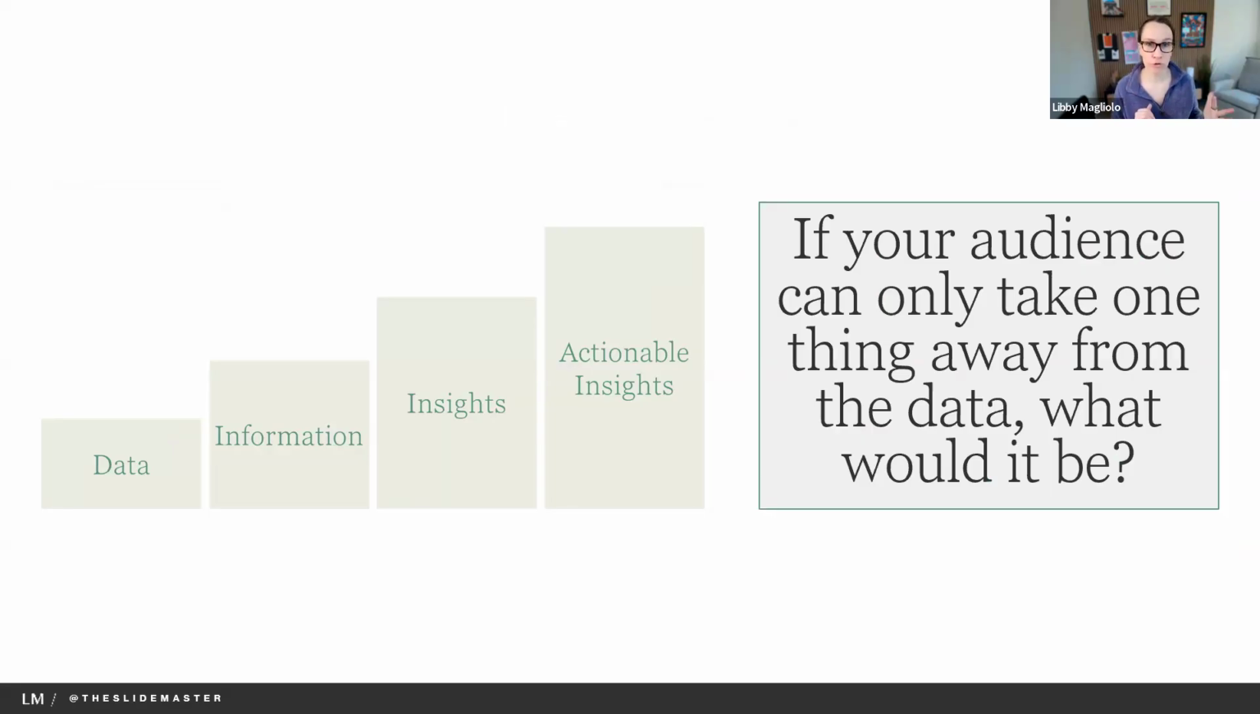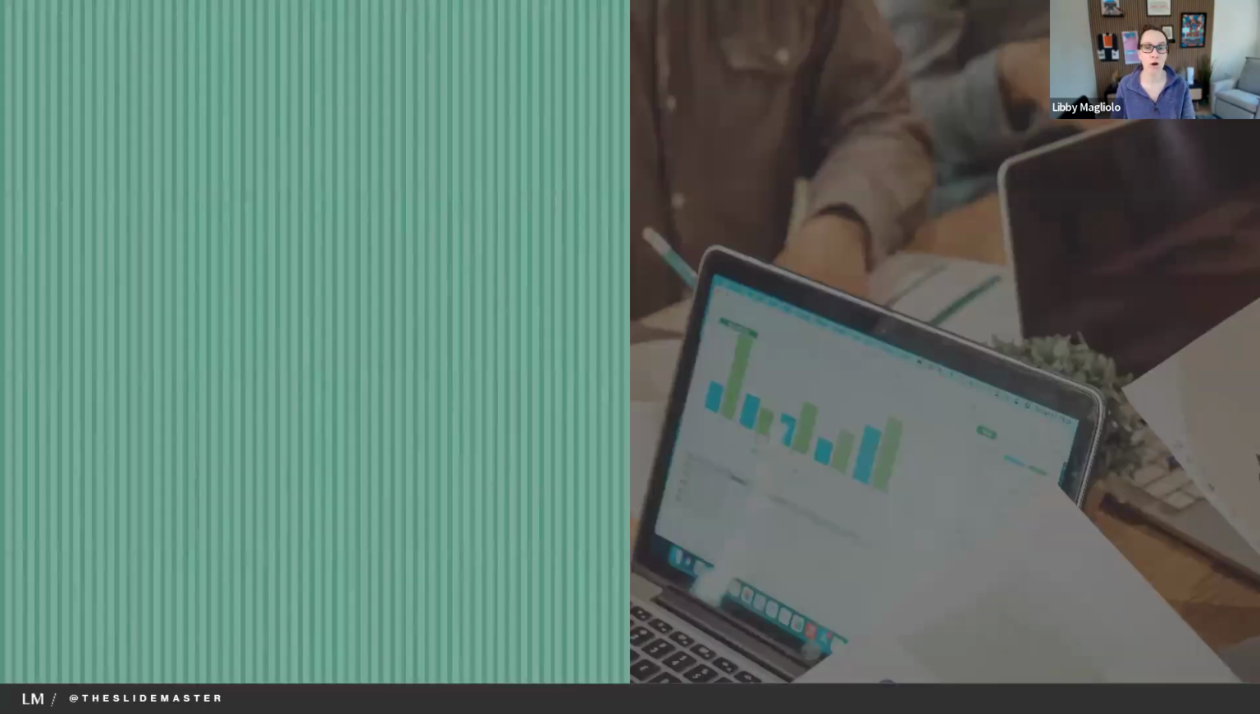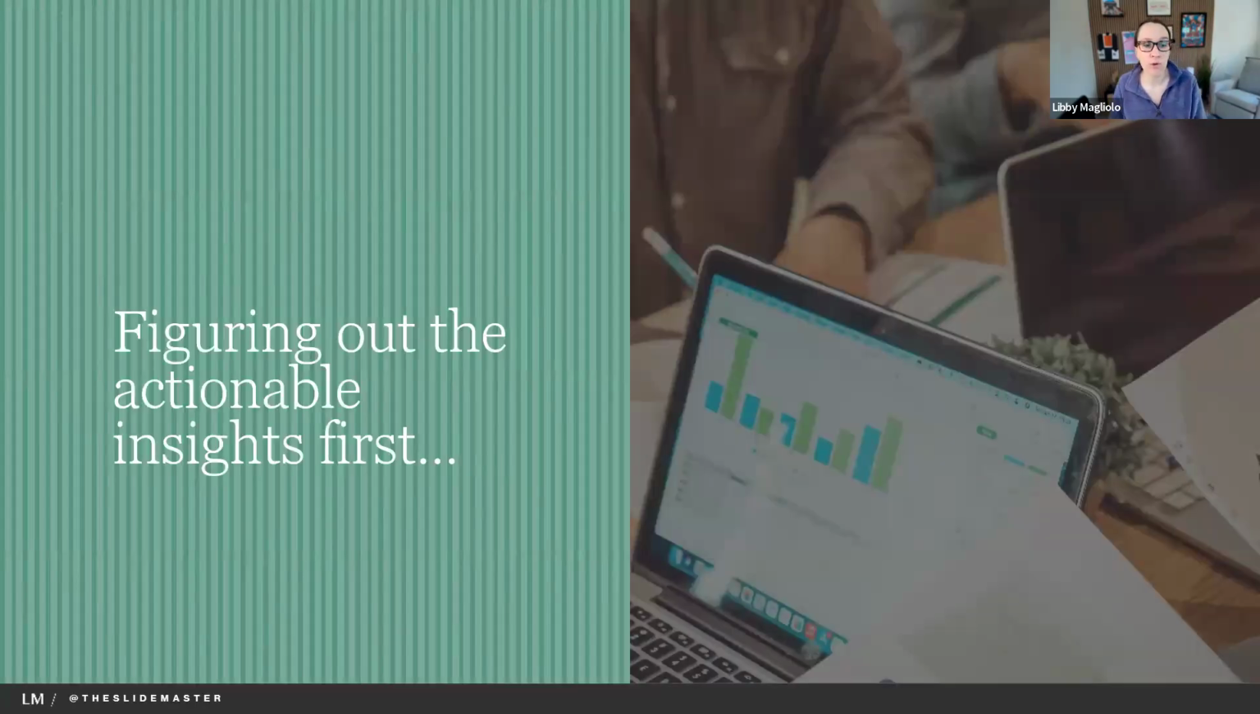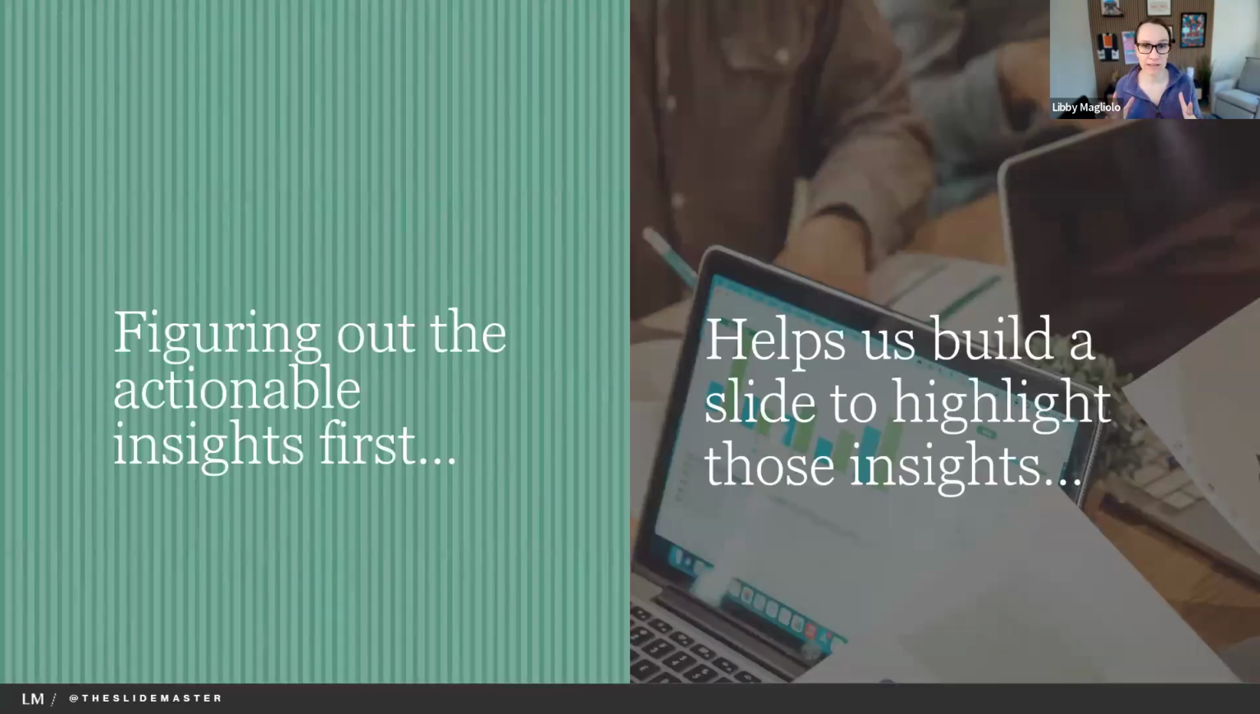So in our mystery novel example, we don't want them to just know how many we sold. We want them to know why it happened and what we should do as a result of it. So think about your data. Think about what you actually want your audience to take away from it, because we do need to figure out the actionable insights first.